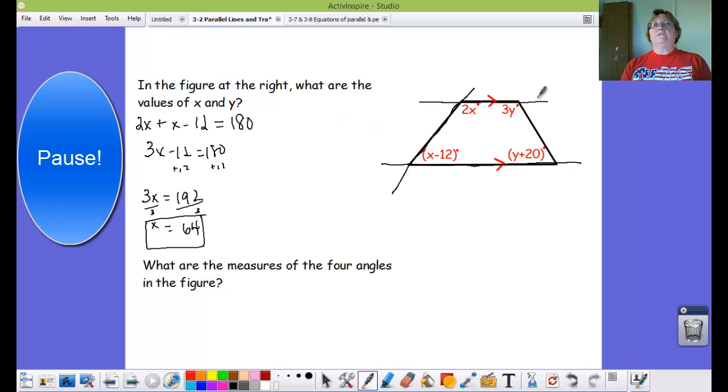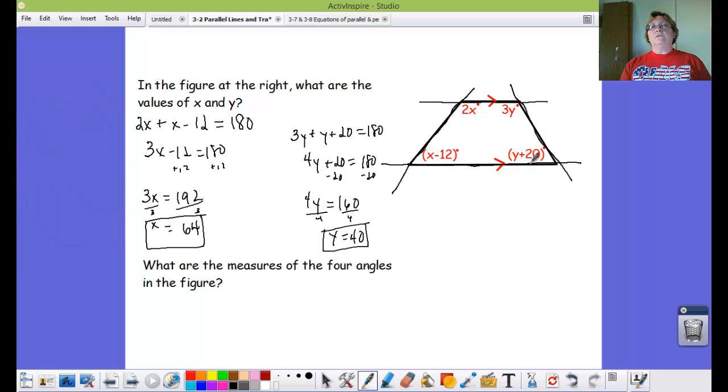I want you to find a value for y. You use the same strategy. Okay, those two angles are same side interior. That means they're supplementary. So 3y plus y plus 20 equals 180. Doing a little algebra gets us to a y of 40. We're not quite finished yet.